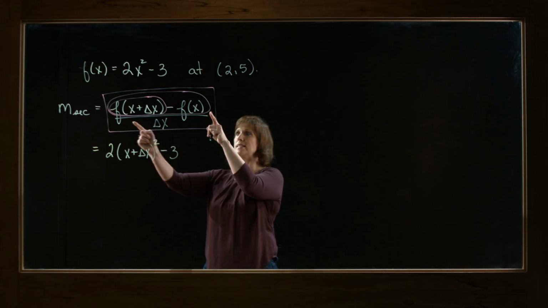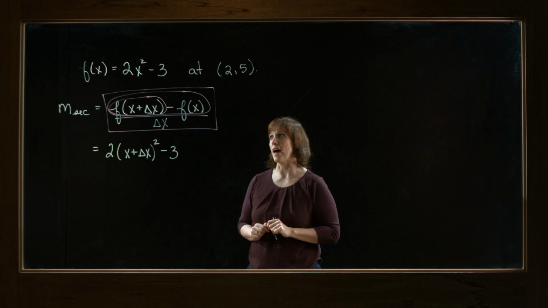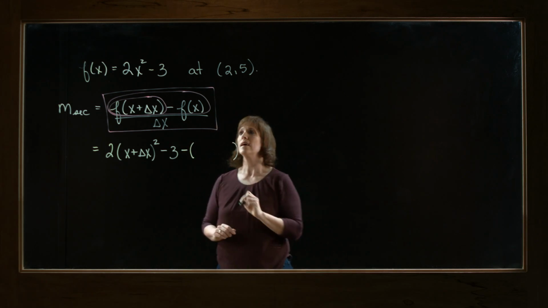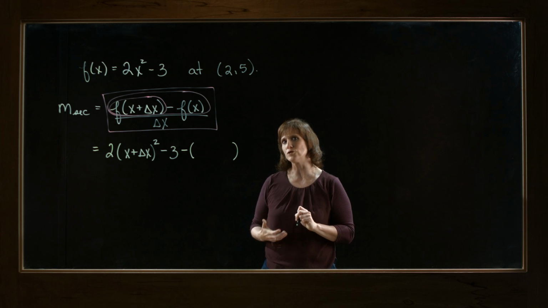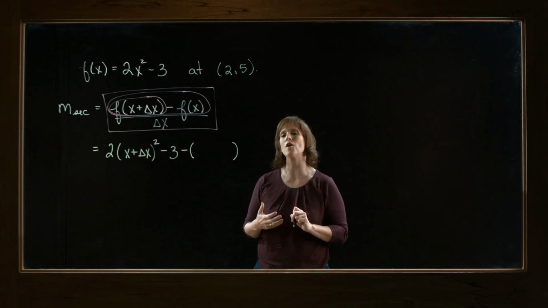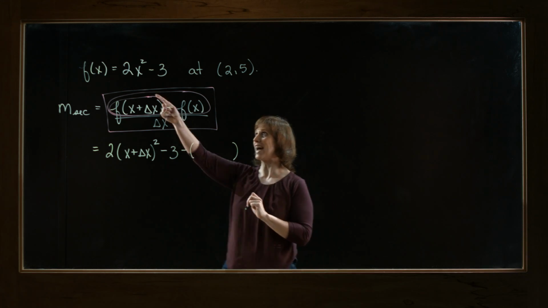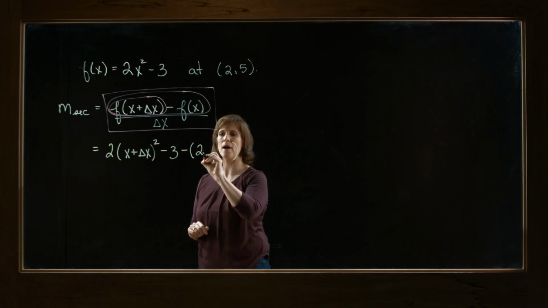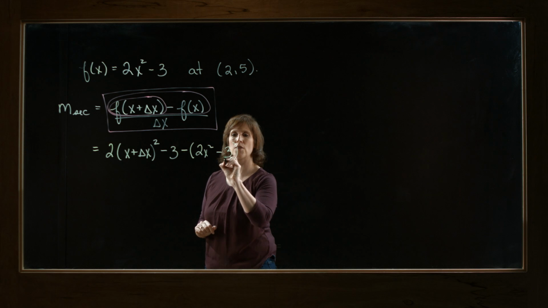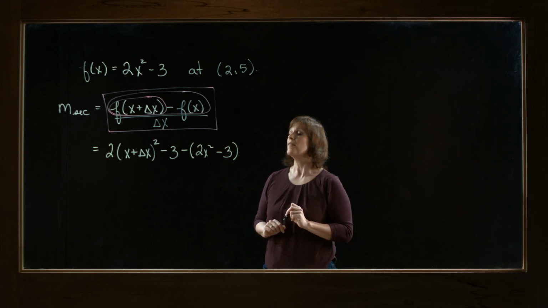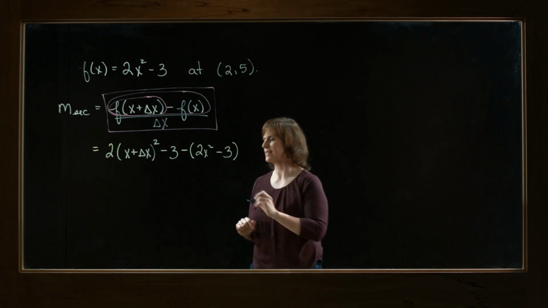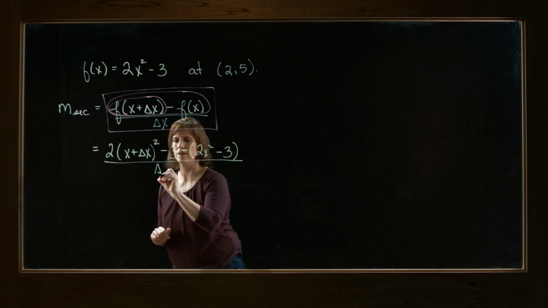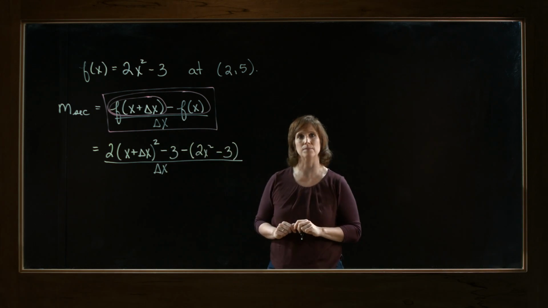The next step is to deal with the subtraction of f of x. Now, I like to make sure that I always put that in parentheses. f of x often has several terms, and we want to make sure that we subtract all of the terms. And that's exactly what's happening in this problem. I have two terms, so I'm going to be subtracting 2x squared minus 3. The last step is the division by delta x. That's probably the easiest step. You simply divide by delta x.